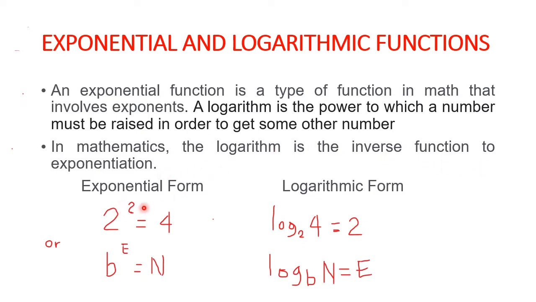There is a form: 2 to the power 2 equals 4, equivalent to logarithmic form, logarithm of 4 to the base 2 equals 2. Or simply, the base b, exponent e, equal to the number 4. So transform into logarithmic form: logarithm of the number n to the base b equals the exponent.